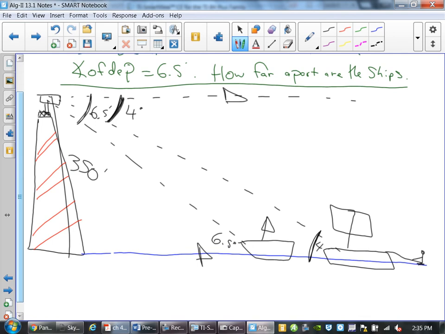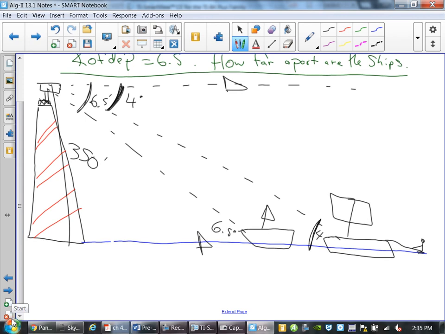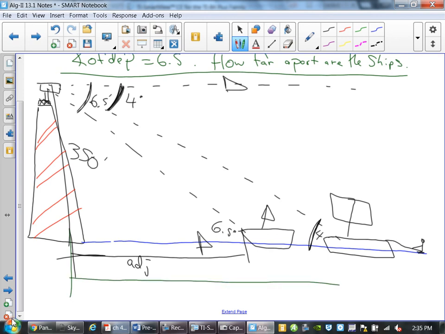Now, if I want to figure out how far apart the boats are, I need to figure out, first of all, how far they're away from the lighthouse. So I need to figure out this distance from here to here, which would be the adjacent. And then the other one would be the other adjacent, because there's two triangles.